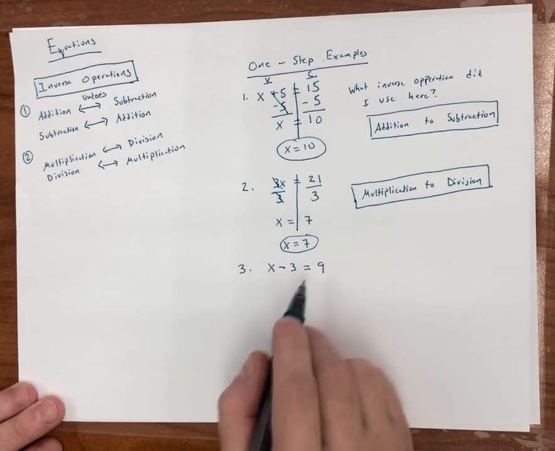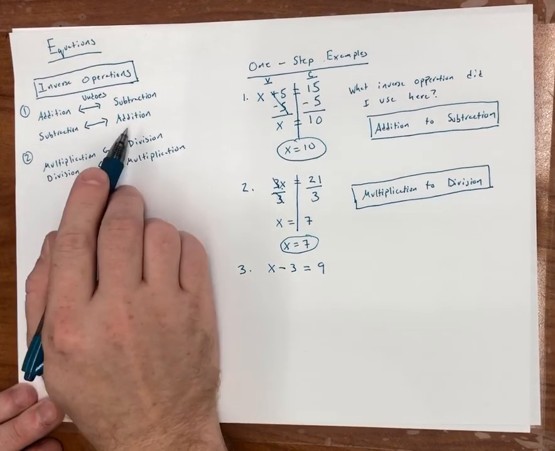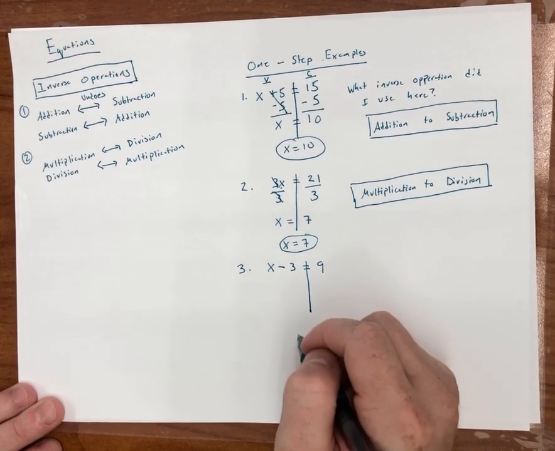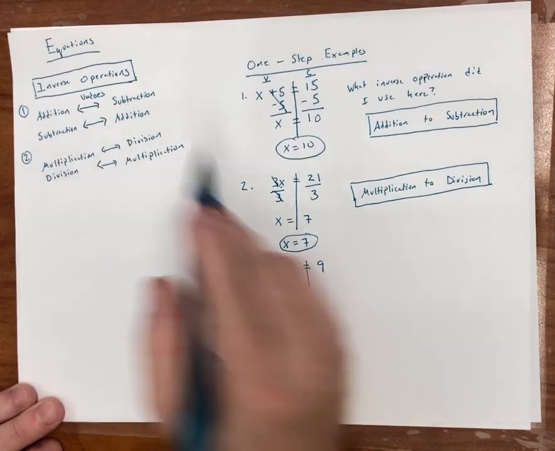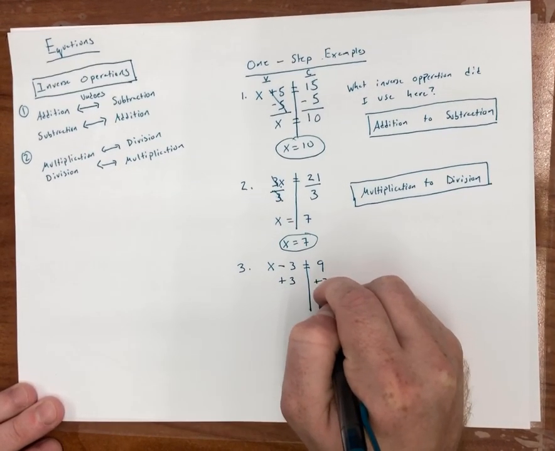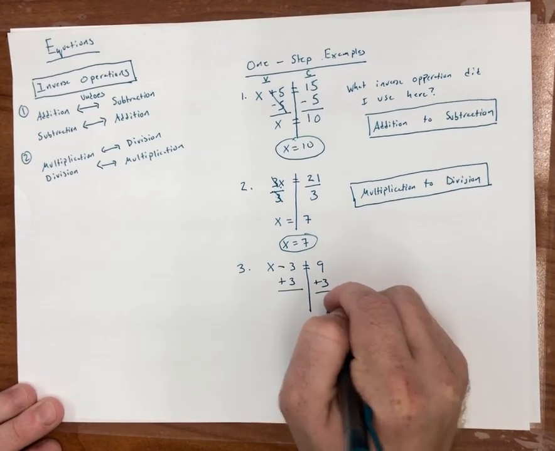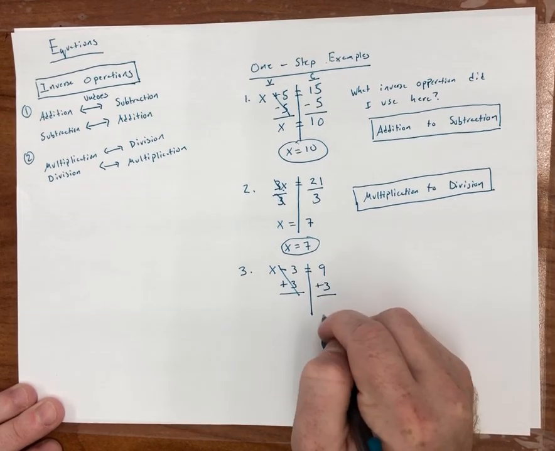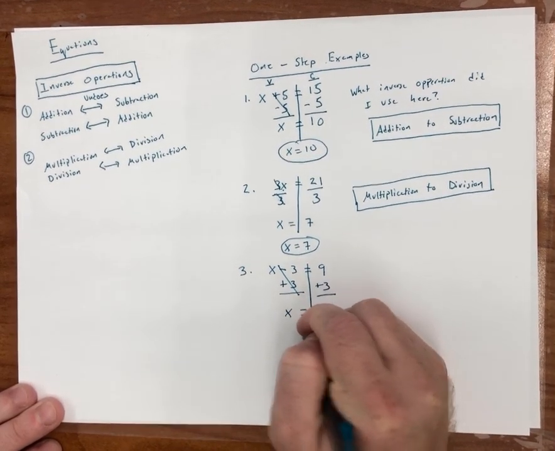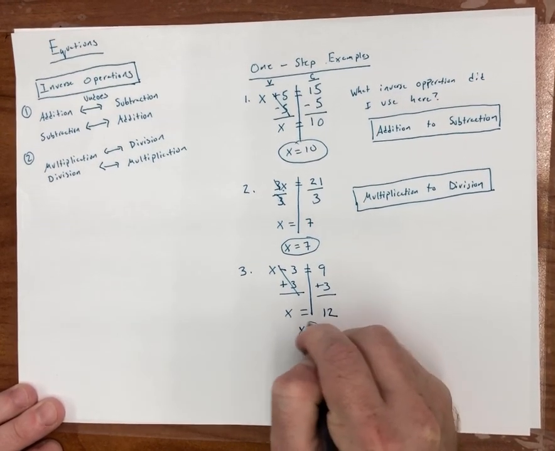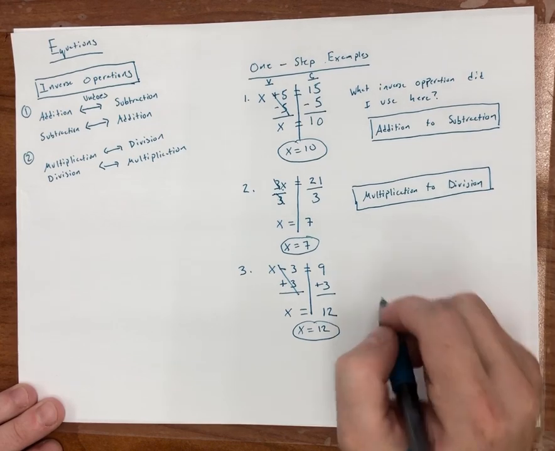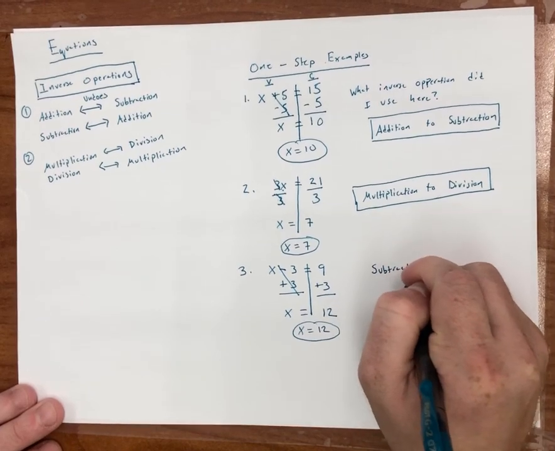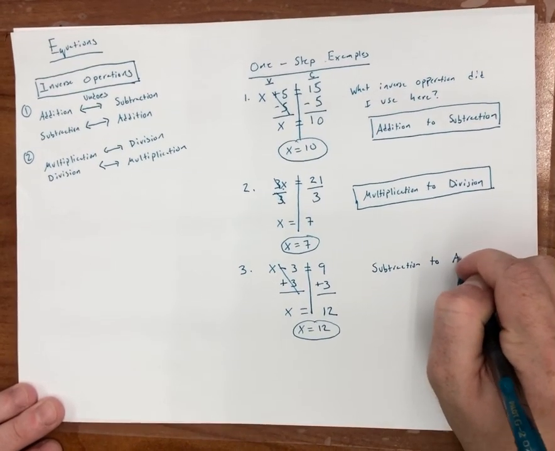So here we have subtraction. So we know that my inverse operation of subtraction is addition. So again, we're going to draw our river. I have x minus 3. So if I'm subtracting by 3, I need to do the inverse. Remember, subtraction is addition. So add 3, add 3. What I do to one side, I have to do to the other. These cancel, because negative 3 plus 3 gives me 0. 9 plus 3 is going to give me 12. So x equals 12. What inverse operation did I use here? Well, I had subtraction, so subtraction to addition.